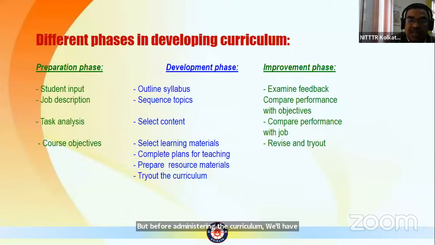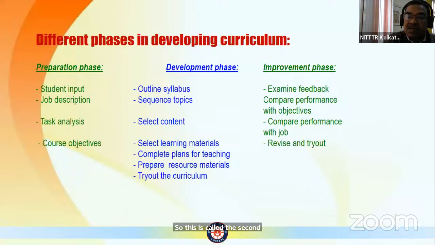The curriculum is to be validated by the respective students, the respective faculty members, and also sometimes from the industry side. Okay, so this is called the second stage. The third stage is called the improvement phase. Examine the feedback, compare the performance with the objectives, compare the performance with the job, revise and try out.